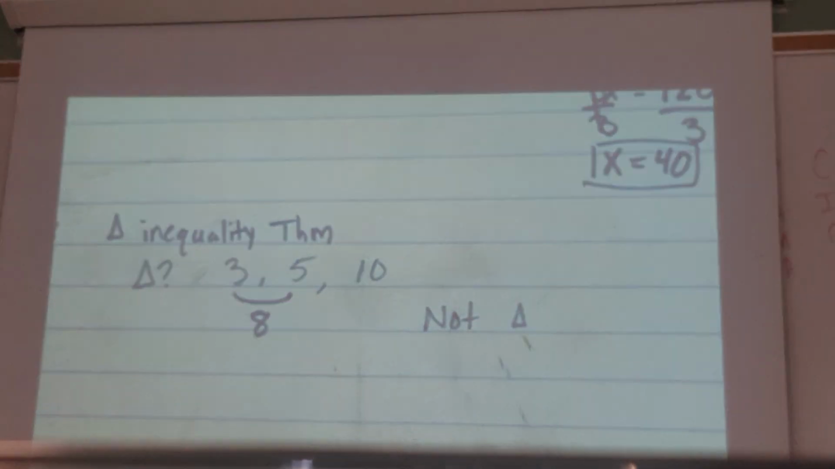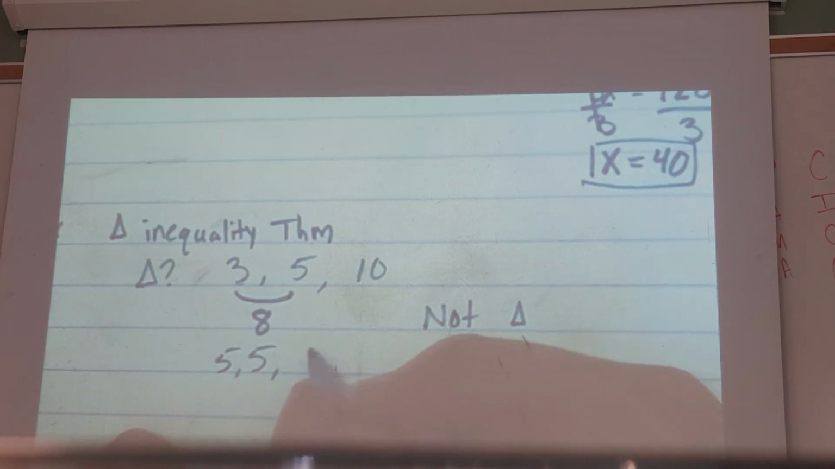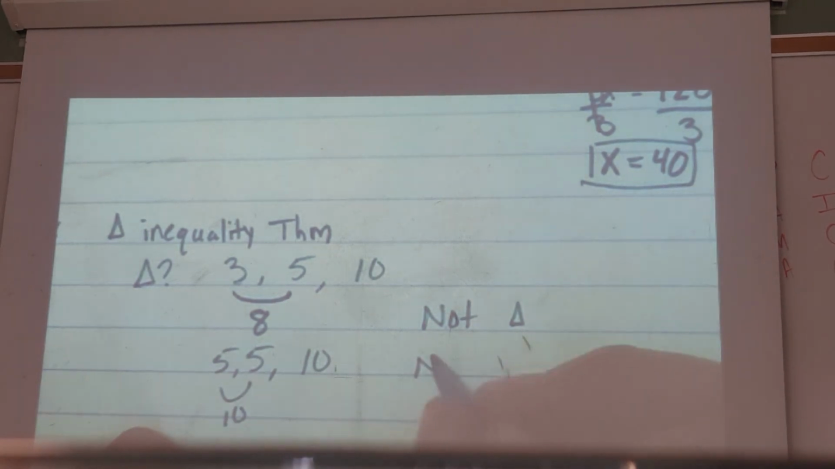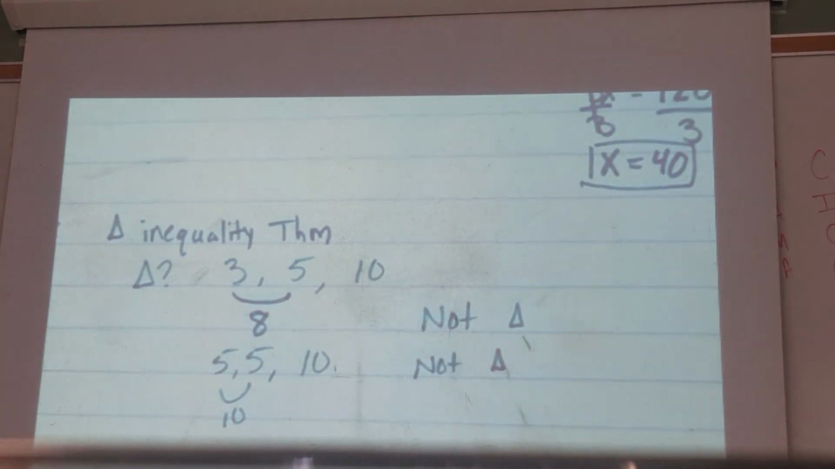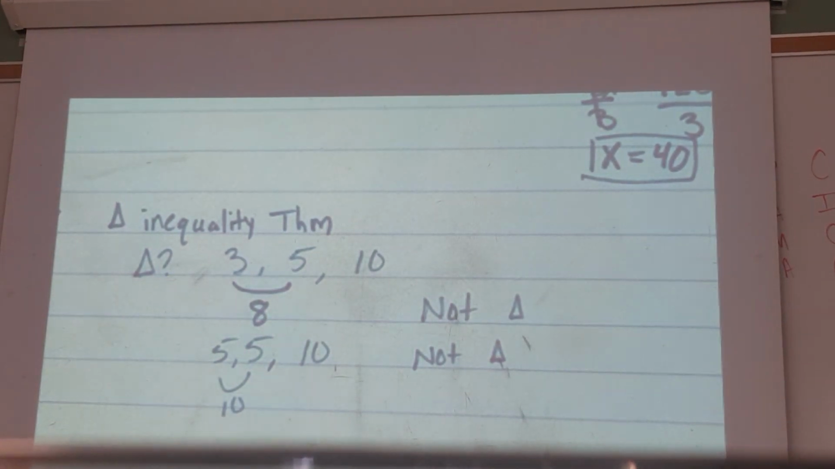It cannot be equal. It cannot be greater. For example, had this been 5, 5, and 10, 5 plus 5 gives me 10. Is 10 greater than 10? No, it's the same as 10. So still not a triangle. The only way it can be a triangle is if it was like 5 and 6, because that makes 11, and 11 is greater than 10. It has to be yes, it's greater, or else it's not a triangle.